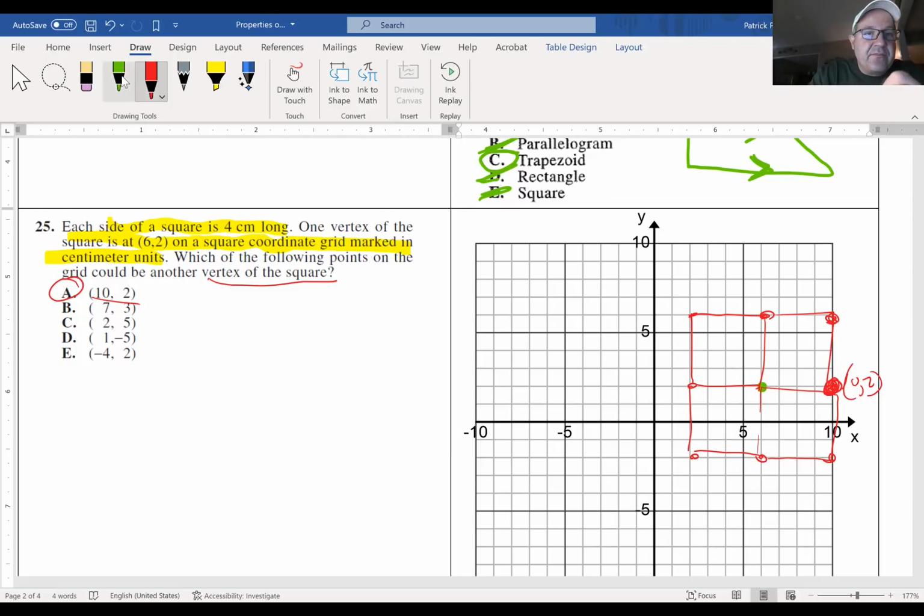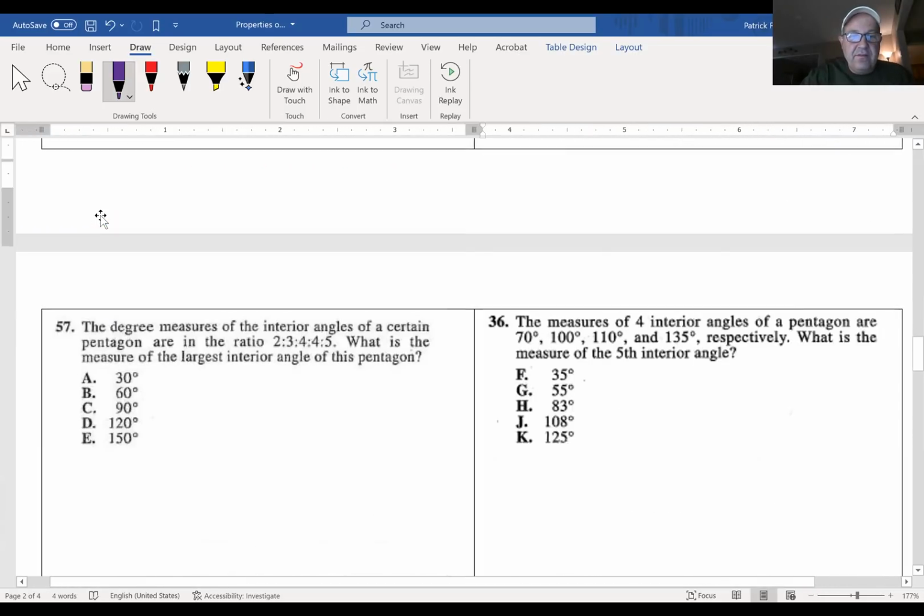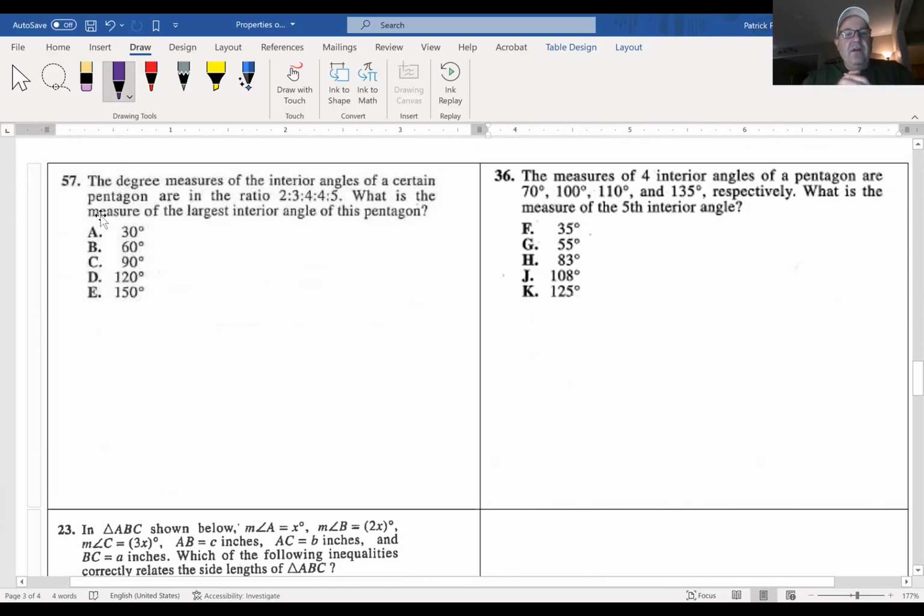But, you know, if we do, let's see here, 7,3. There's 7,3. That's definitely not on the vertex. 2, 5. There's 2, 5. That's not on a vertex. 1, -5. -4, 2. Yeah, none of those work. This is the one. Cool. All right, let's keep it going here. Okay.